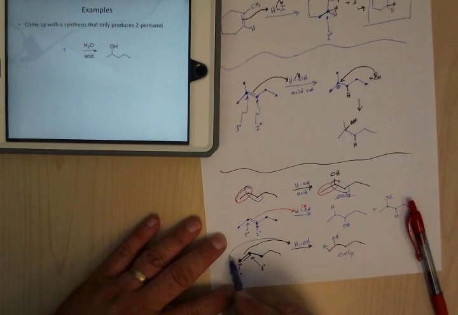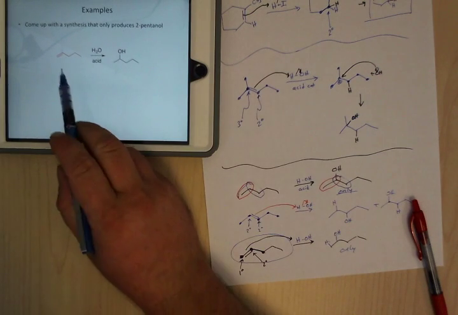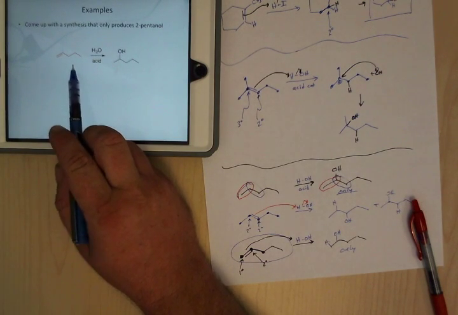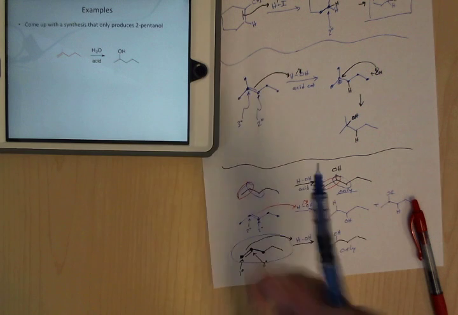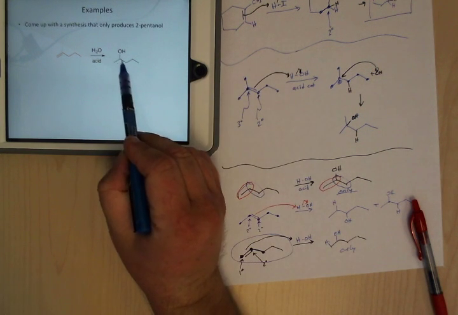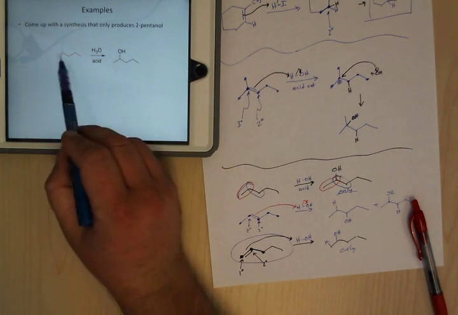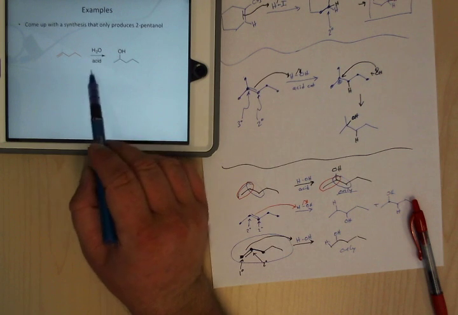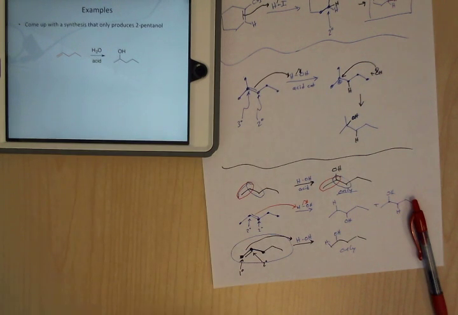So it's really this one that we're going to have to use. If we use the other version, we're going to get a mixture of products. Sometimes the OH goes there, sometimes it goes there. But if we use this product in this reaction, that's our only product that's formed.